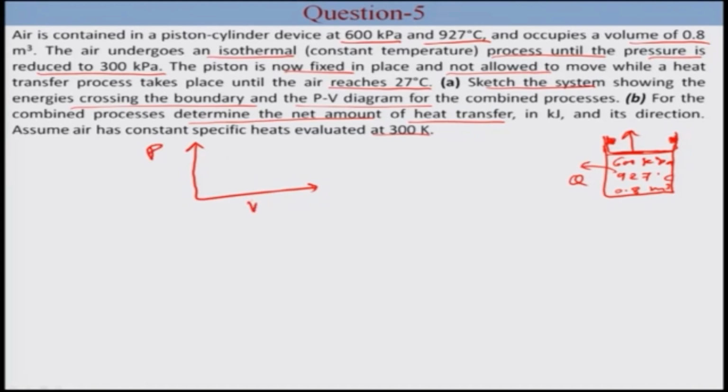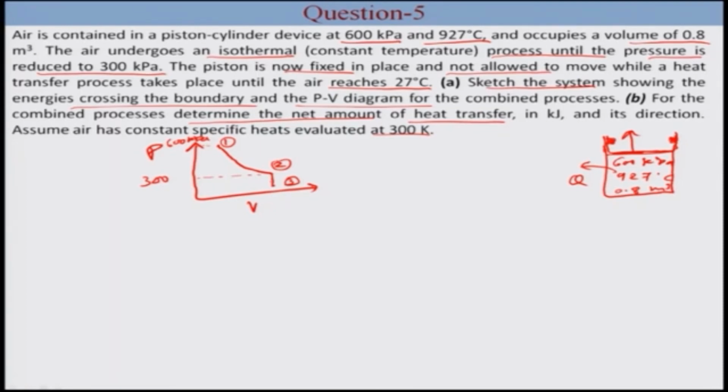it is said that it is initially expanded isothermally from a pressure of 600 kilopascal to a pressure of 300 kilopascal. Then it is cooled at a constant volume. So let's say this state is state 1 and this is state 2, and it is cooled at constant volume to some state. So this is our state 3. In the second part of the question it says that the net amount of heat transfer in kilojoules. So we need to determine the net amount of heat transfer.